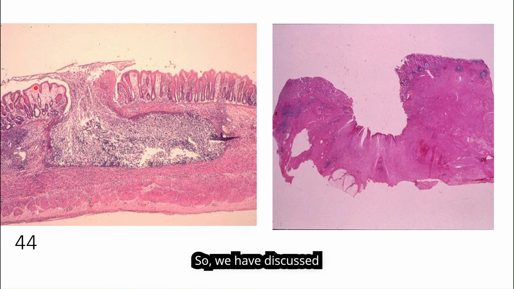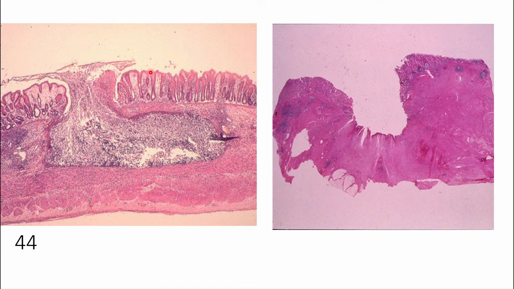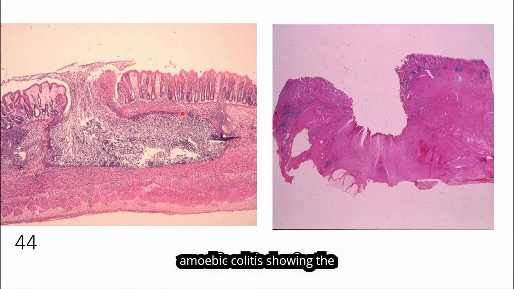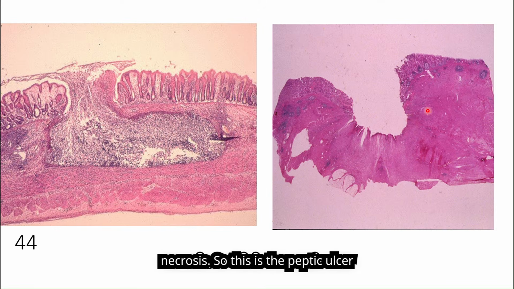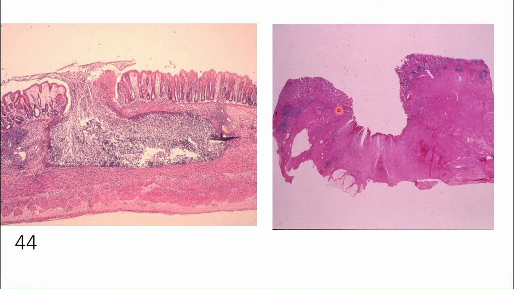So we have discussed ulcer with narrow neck and wide base. So this is the amoebic colitis showing the ulceration in the intestinal wall. This is again ulcer, preserved mucosa, loss of mucosa and ulceration here, but without any malignant feature and necrosis. So this is the peptic ulcer slide.